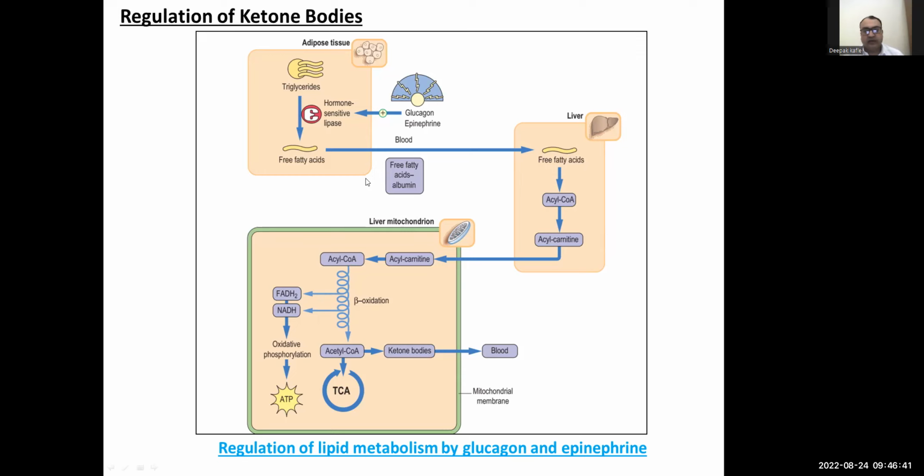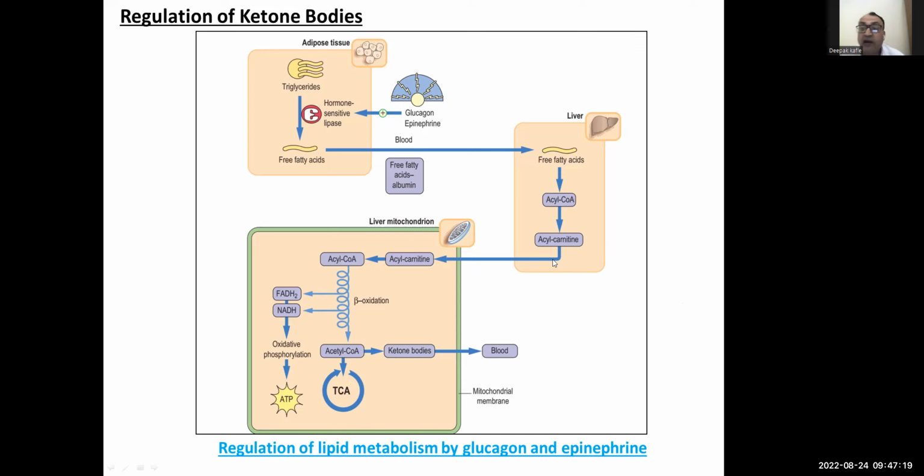In conditions like starvation, the counter-regulatory hormone of insulin, glucagon, is very high. That's why glucagon will activate the hormone-sensitive lipase of the adipocytes, converting the triacylglycerol to free fatty acids. These free fatty acids move into the circulation and are taken up by the liver cells. In the liver cells, the free fatty acid is converted to acyl-CoA, and this will be carried to the mitochondrial matrix by means of the transport system.